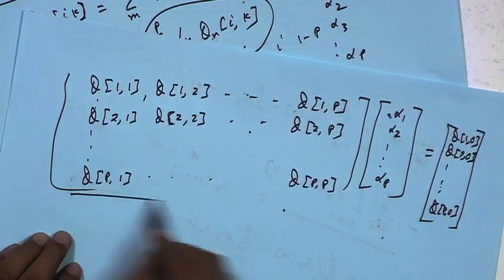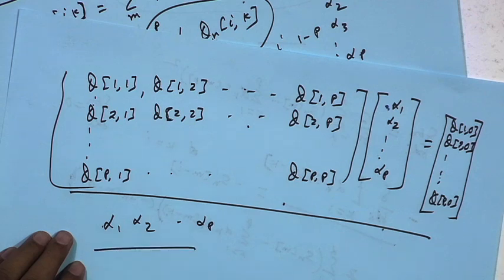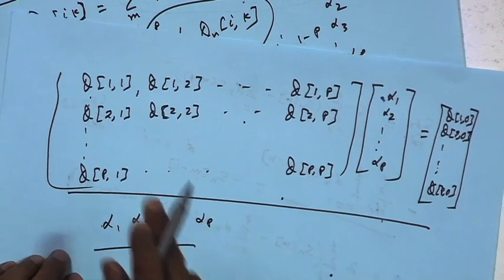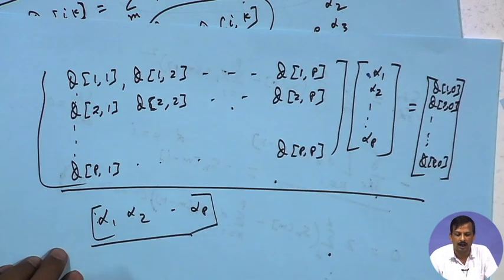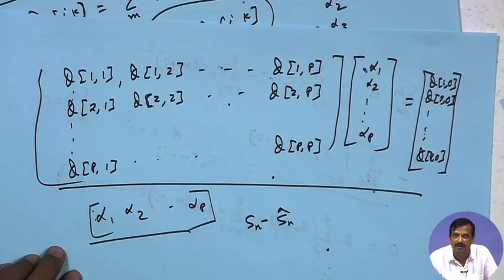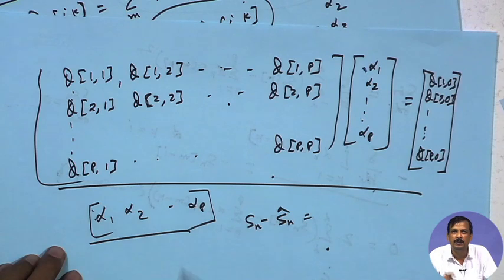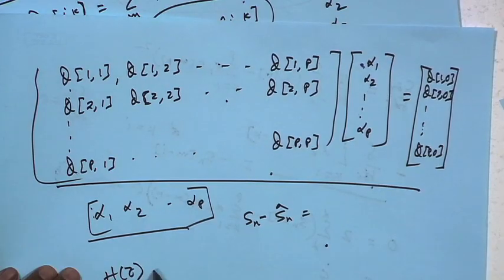Now, if I am able to solve this matrix, I can get the values of alpha 1, alpha 2 and alpha p, for which my error is minimum. Then, using this set of alpha values, I can correctly estimate the signal; the difference between my present signal and the estimated signal, the error, will be minimum. So, if the error is minimum, I can say this set of alpha values actually represents the production system, or represents Hz for that time.